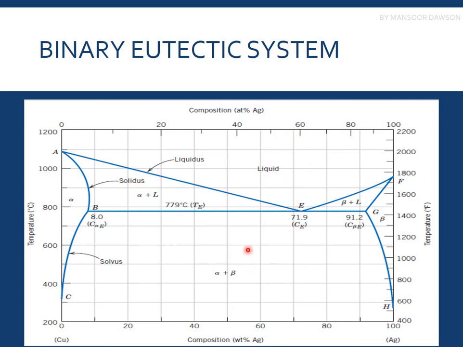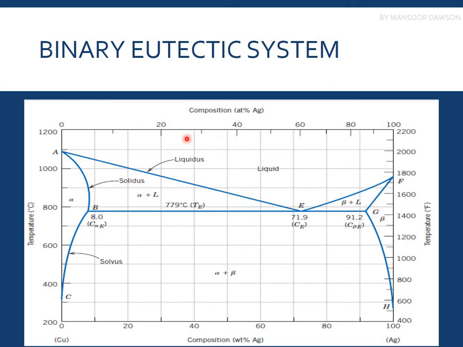How do we know that these phases are alpha and beta? We'll discuss that also. First of all, if the percentage of silver is nil, there will be only copper, and while cooling the copper we get this alpha directly from the liquid phase. And if we have 100% silver and no copper, while cooling we get this beta phase. So these are the original two phases, the alpha phase and the beta phase.